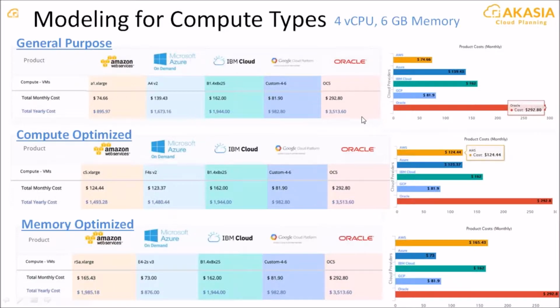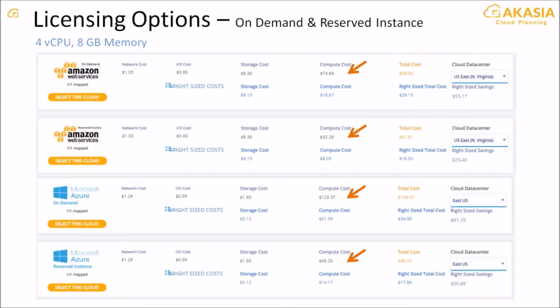Next, I'm going to show you a little bit of detail on licensing options. So here what we're showing you is on-demand versus reserved instance for two of the clouds. This is for a 4 vCPU, 8 gig memory. And so for on-demand AWS, the cost is $74.66. For reserved instance, it drops down to $32.28.